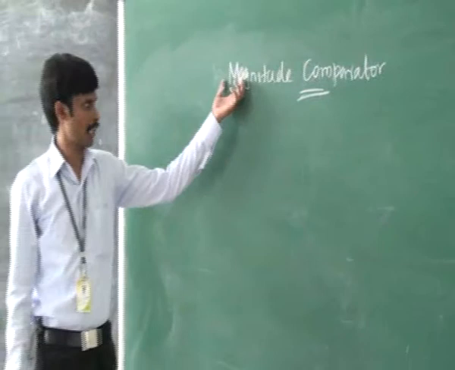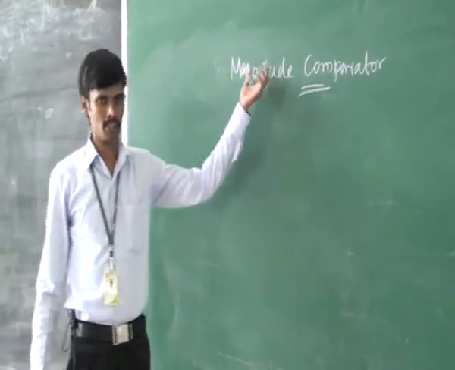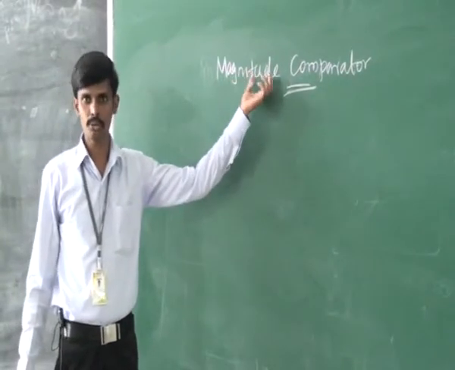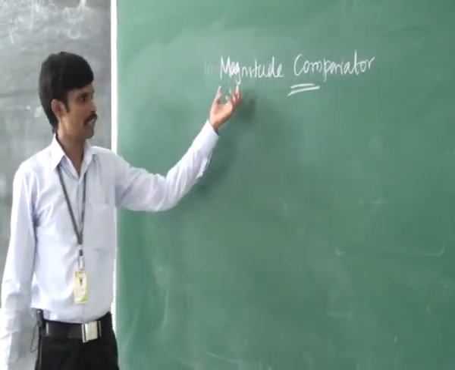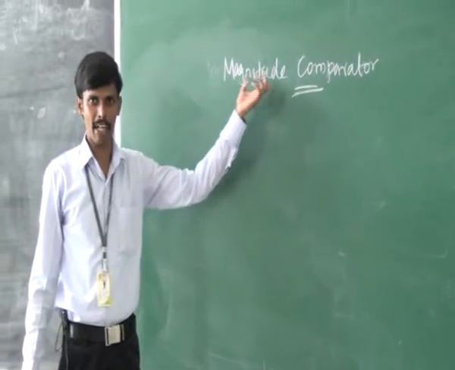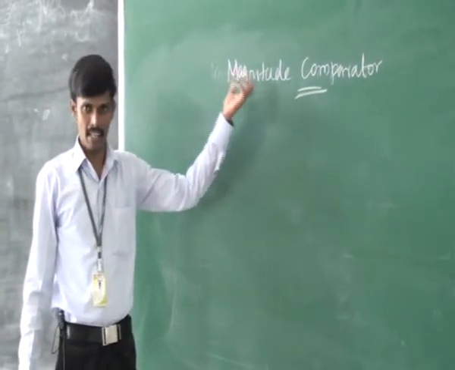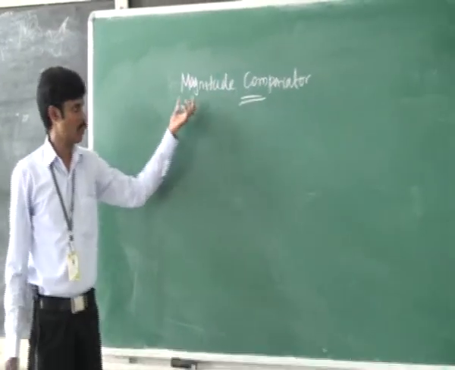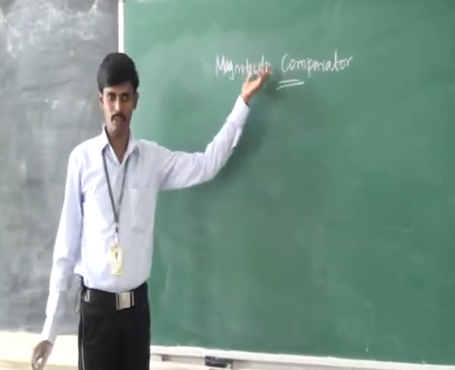Now we are going to see about magnitude comparator. What is meant by magnitude comparator? Magnitude comparator is a combinational circuit that compares the magnitude of two numbers and determines their relative magnitudes, namely A less than B, A equal to B and A greater than B. Now let us see the basic block diagram for magnitude comparator.